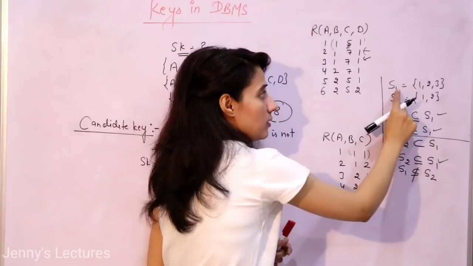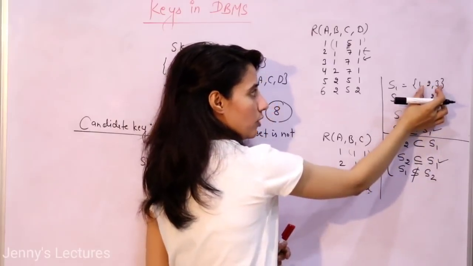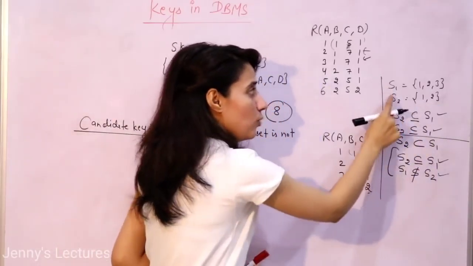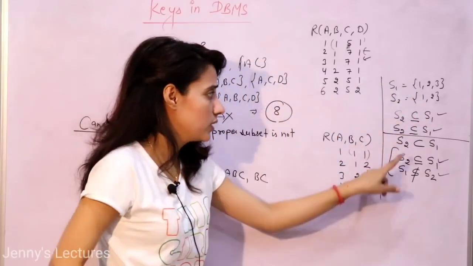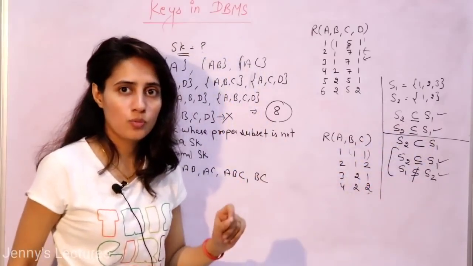Now the members of S1, 1 2 3, are 1 2 3 present in S2? No, it means this is also true. S1 is not a subset of S2, but S2 is a subset of S1. So here you can say S2 is a proper subset of S1. I hope you got my point.